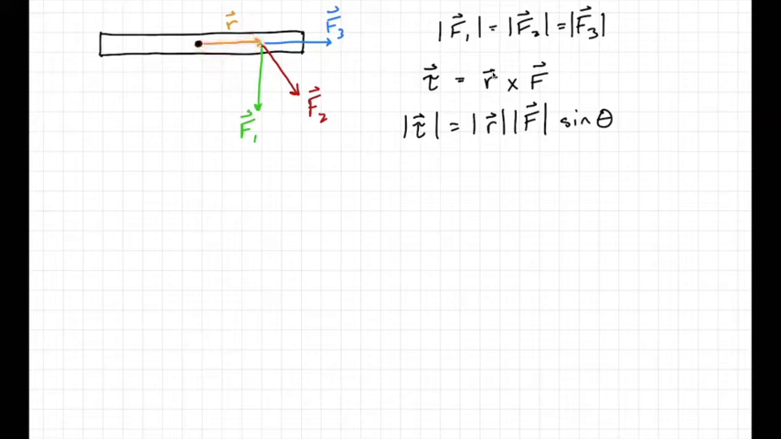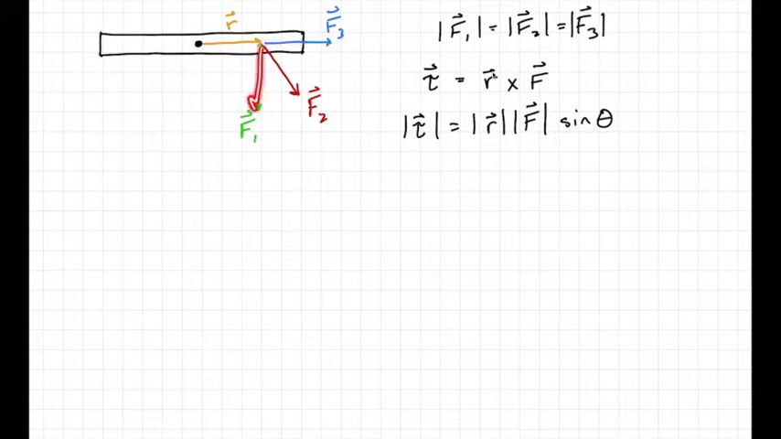In the case of F3, r points to the right, F3 also points to the right. So they lay right on top of each other directionally. So that angle is 0. And so if you look at how the sine function works, F3 is not going to get any torque because sine of 0 is 0.